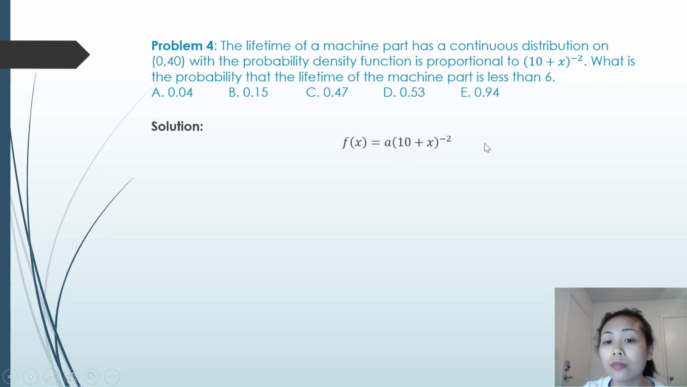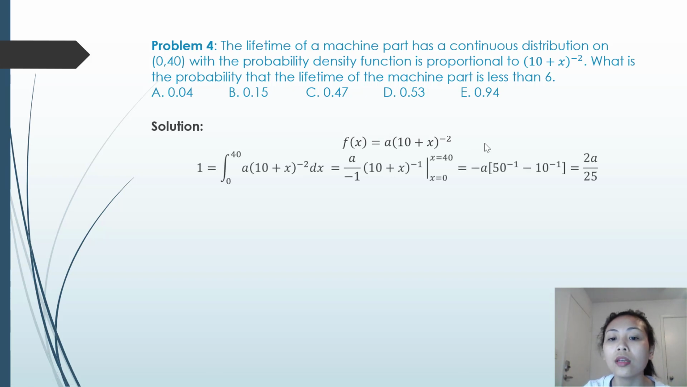So the first job is we are going to find A, using the property that the integral of the PDF over the interval is 1. So 1 is the integral from 0 to 40 of A times 10 plus x to the negative 2. And this is A over negative 1 times 10 plus x to the negative 1.